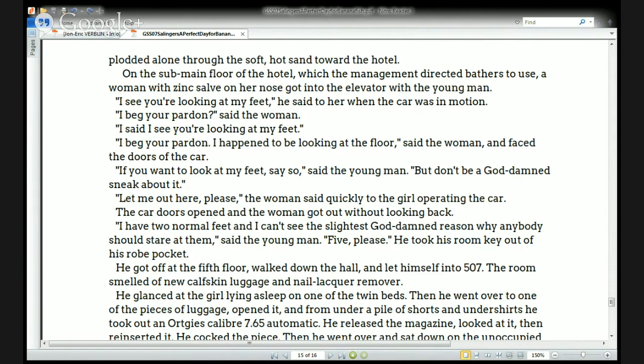This is a normal conversation when you're in the elevator, right? I don't know, I never came across something like this before. Just a question: she's got zinc salve on her nose. People who are really afraid of the sun, or who really can't have sun, put zinc on their face, so they look like the Tin Man from Wizard of Oz. They've got something silver. So this is some old woman with zinc on her face. She looks like a robot, and I guess he doesn't like the way she looks, so he picks a fight with her. He says, I see you looking at my feet. She says, I beg your pardon, I happened to be looking at the floor. And then he accuses her of being a sneak. I have no idea what's wrong with his feet, but apparently it's a big issue to him.